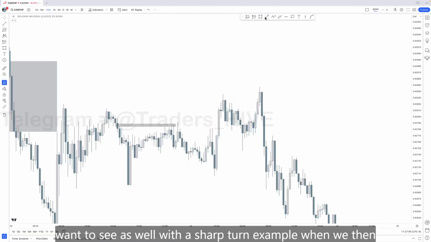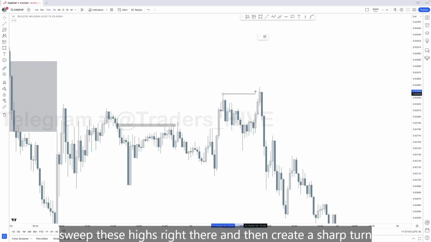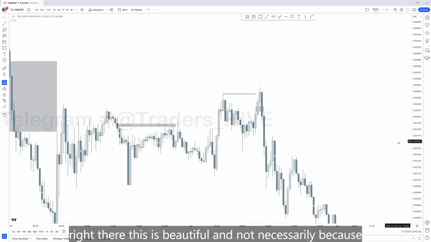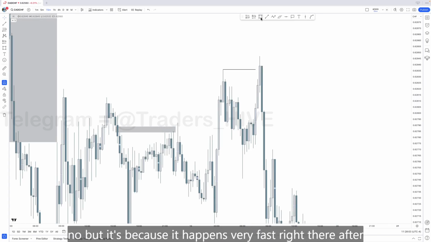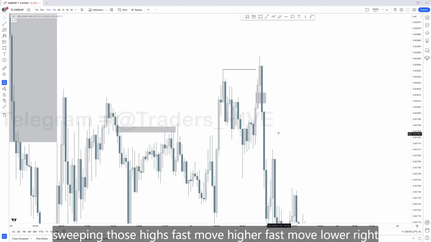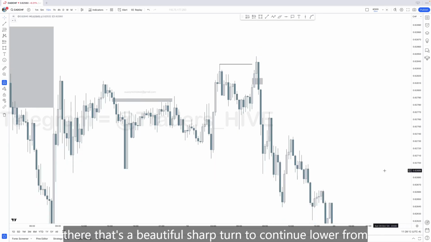So for example, when we then sweep these highs right there and then create a sharp turn right there, this is beautiful. And not necessarily because now we have the perfect fair value gaps overlapping right there. No, but it's because it happens very fast right there after sweeping those highs. Fast move higher, fast move lower right there. That's a beautiful sharp turn to continue lower from.